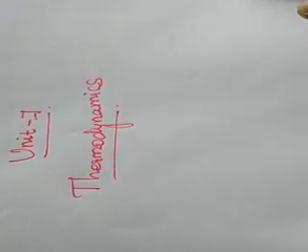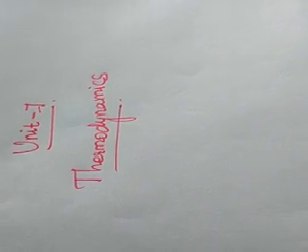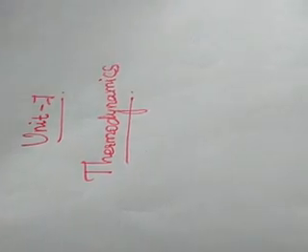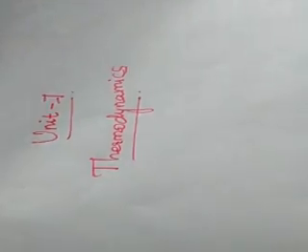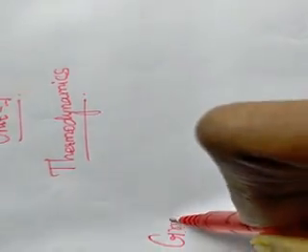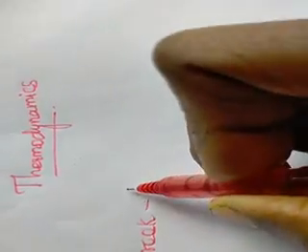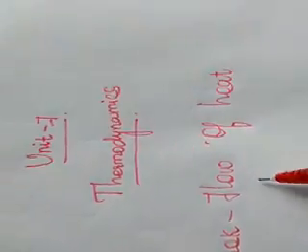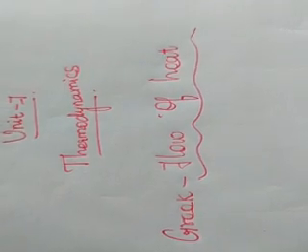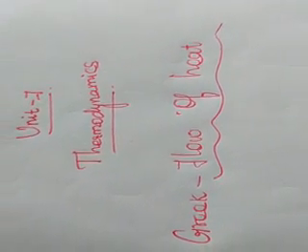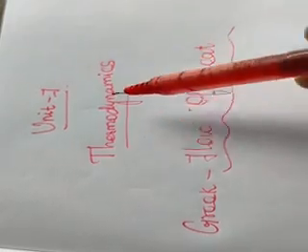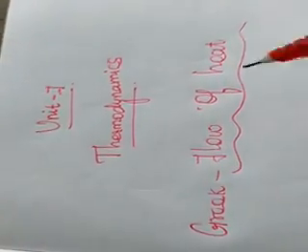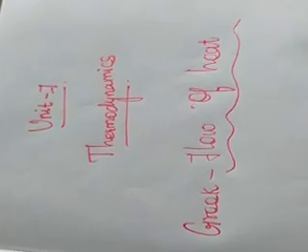Thermodynamics is derived from Greek, where it means flow of heat. So what does flow of heat mean? Flowing heat from one place to another place, that is flow of heat. So the term thermodynamics in Greek means flow of heat.